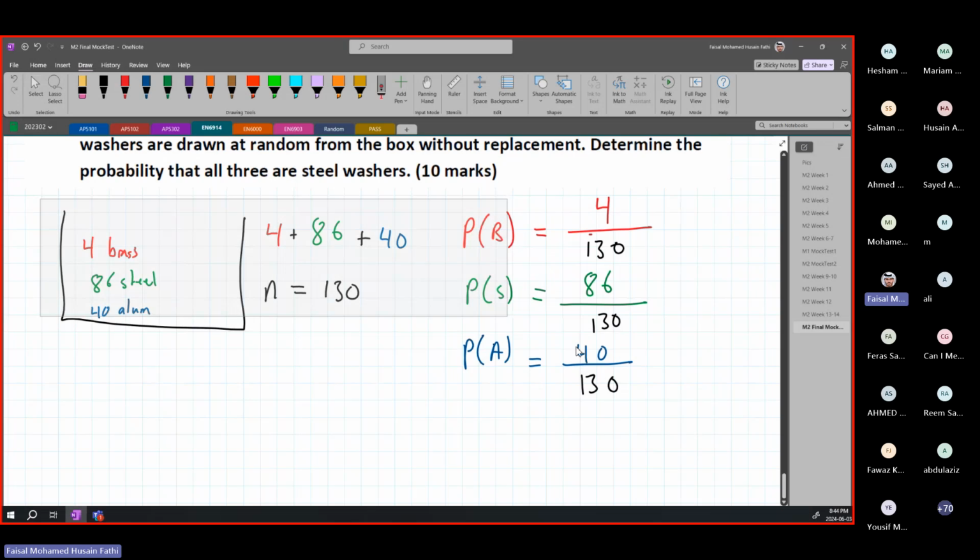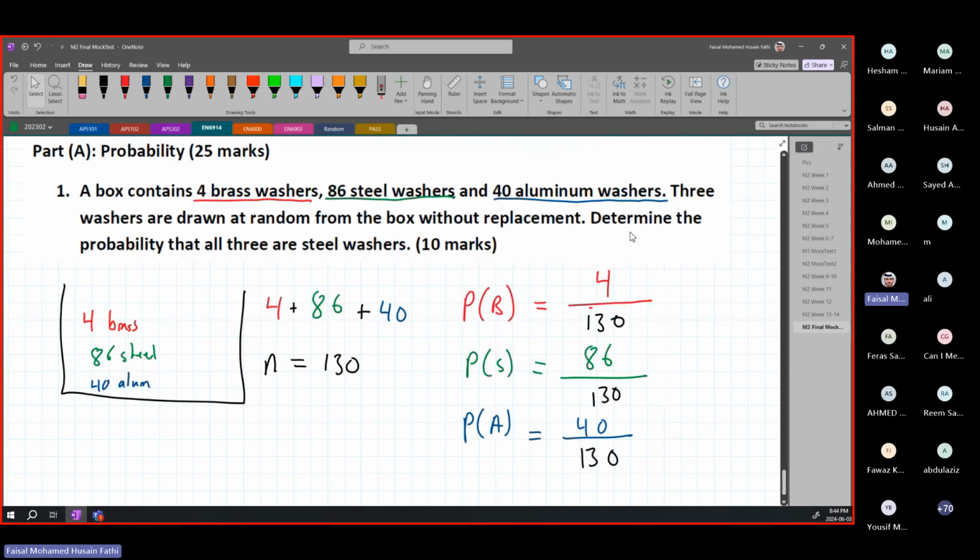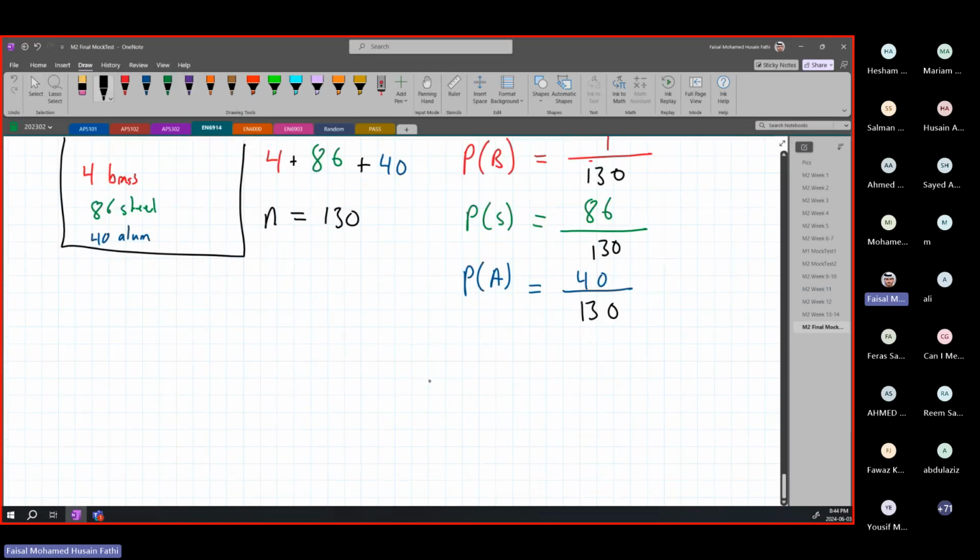Before even reading the question, I need to understand what I am dealing with. I need to know the probability of picking one. This is just for one choice of brass, steel, or aluminum. I need to know how many total washers are inside so I can have a general idea. Now let's see what they want. They say 3 washers are drawn at random. So it's very important to know that you're going to have 3 choices: your first, then your second, then your third.